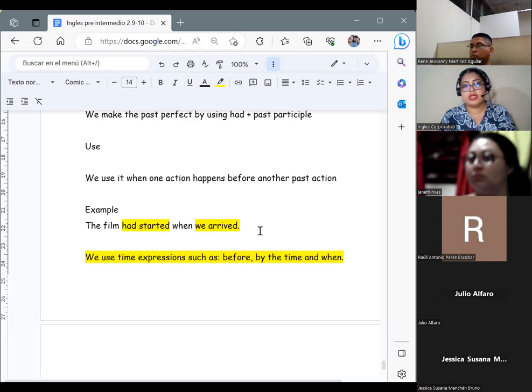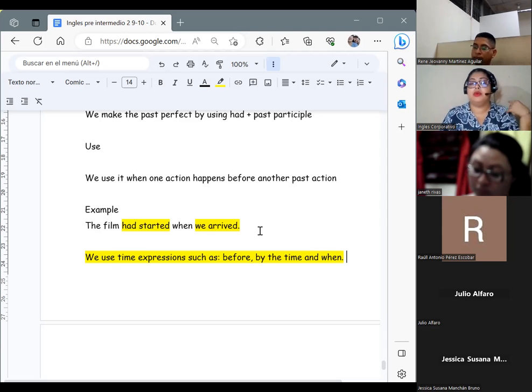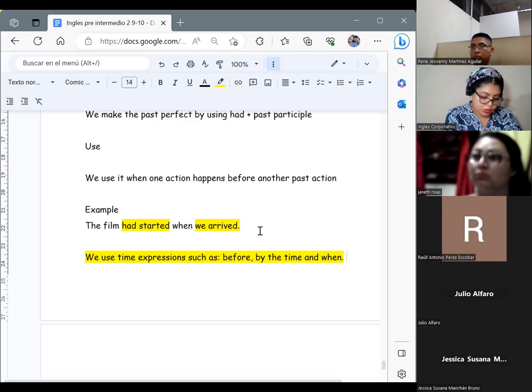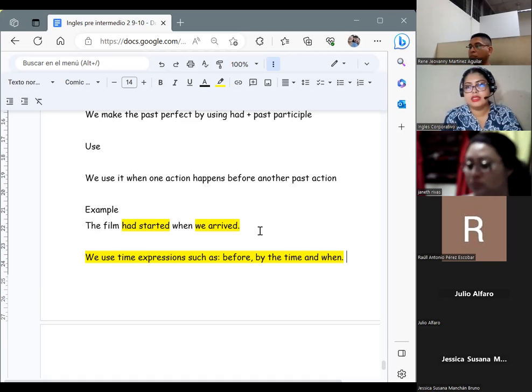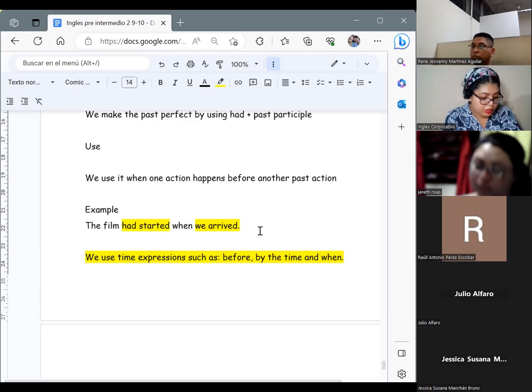Así como lo vemos en la oración que tenemos ahí, cuando la película ya había iniciado, ¿qué pasó? Bueno, nosotros llegamos, pero ahí estamos utilizando el when. The film had started when we arrived. La película había comenzado cuando nosotros llegamos. It's the same thing as saying the film started before we arrived. Es lo mismo que decir la película comenzó cuando llegamos, with a simple form. But in this case, we're just applying the past perfect.